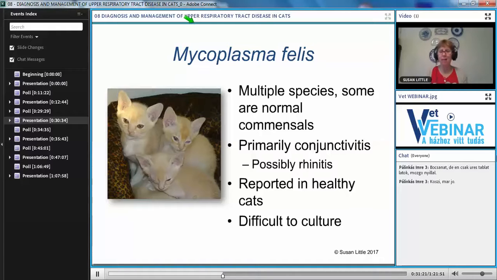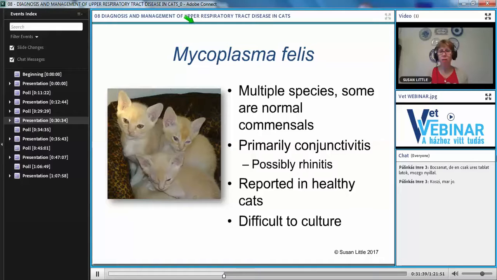It doesn't tend to make cats terribly sick, although obviously younger kittens are always going to be more at risk of more severe disease than older cats. It is difficult to culture. We can detect this on PCR, but it's very difficult to culture.